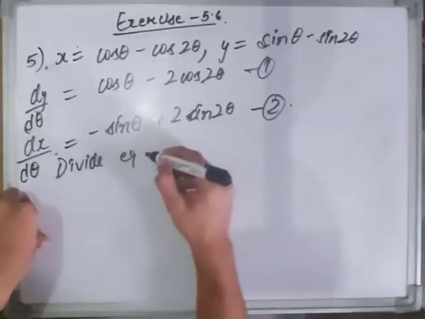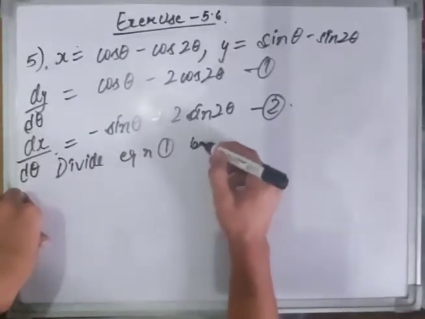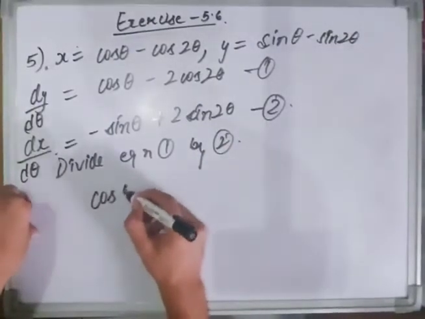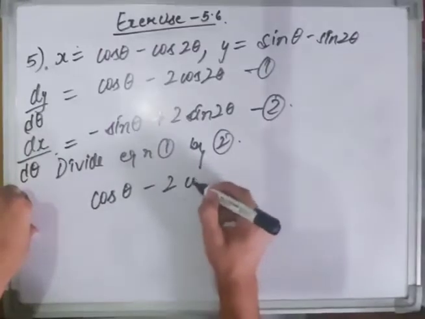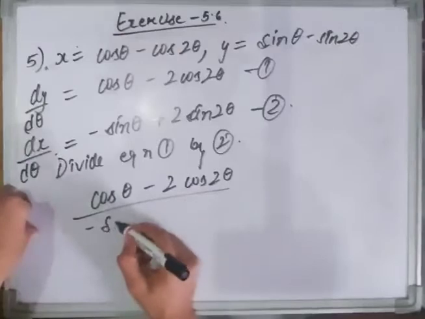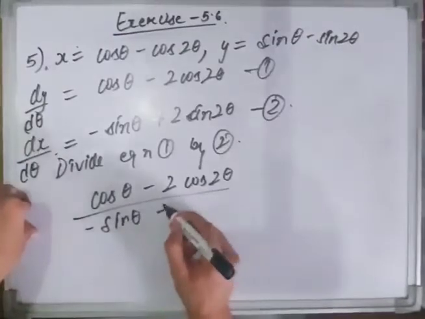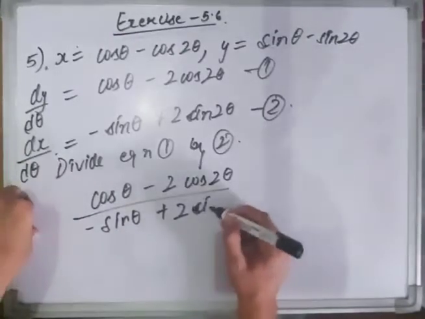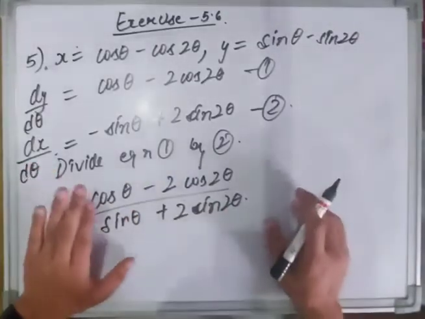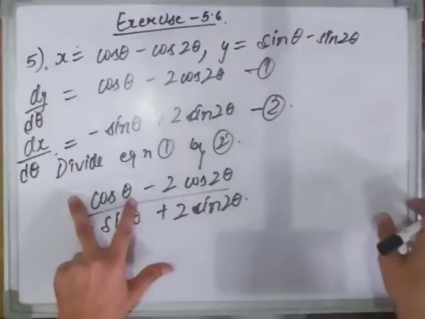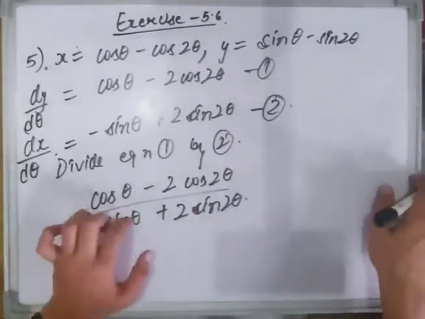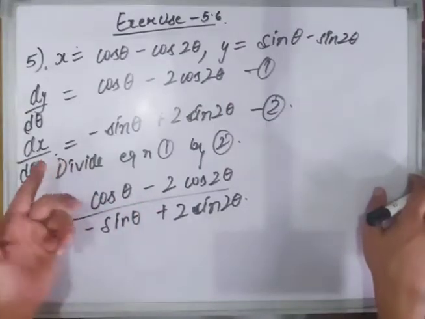Divide equation 1 by 2. We have (cos theta minus 2 cos 2 theta) upon (minus sin theta plus 2 sin 2 theta). Students, don't think that you can take out this cos theta from these two terms and get 1 minus 2 theta. No, this is wrong.